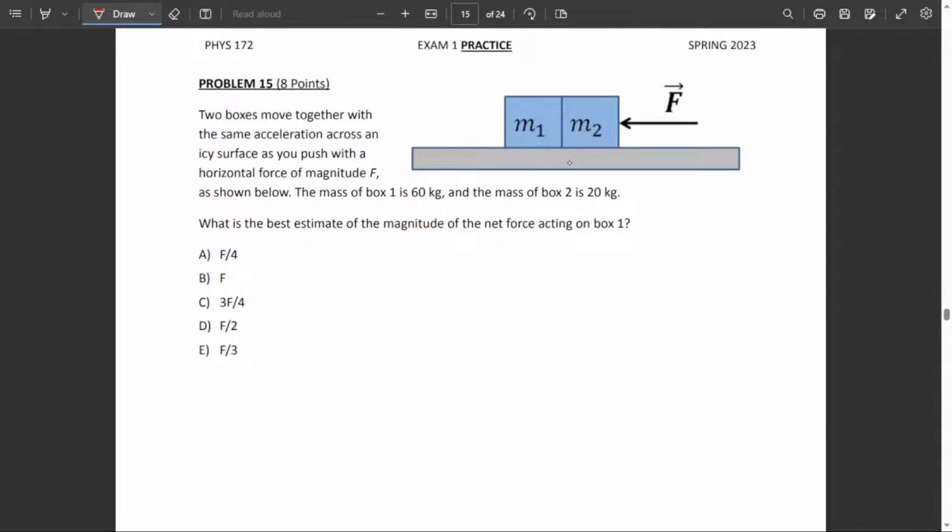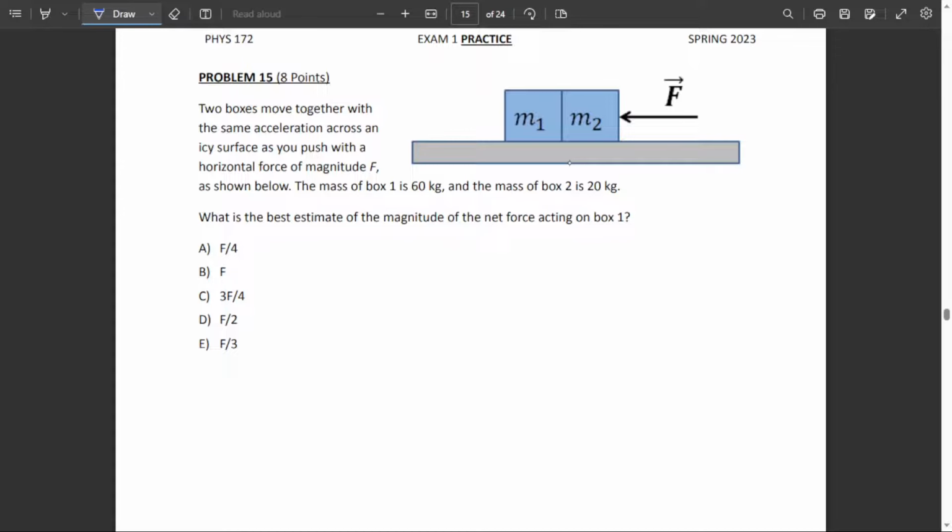Alright, problem 15. Two boxes move together with the same acceleration across an icy surface as you push with a horizontal force of magnitude F as shown below. The mass of box 1 is 60 kilograms and the mass of box 2 is 20 kilograms. What is the best estimate for the magnitude of the net force acting on box 1?